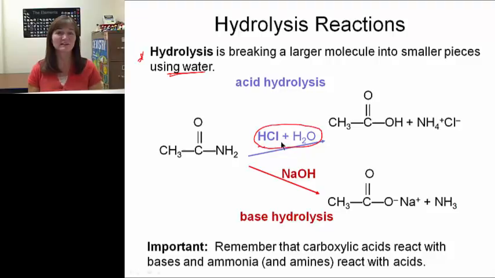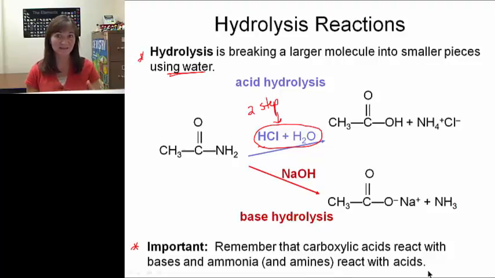This reaction right here, where we take our amide and we do acid hydrolysis, this one, in my opinion, is the hardest reaction you're going to have this term. And the reason why is because it is a two-step reaction. And the reason why is because of this important note on the bottom. Remember that carboxylic acids react with bases, and ammonias and amines react with acids.